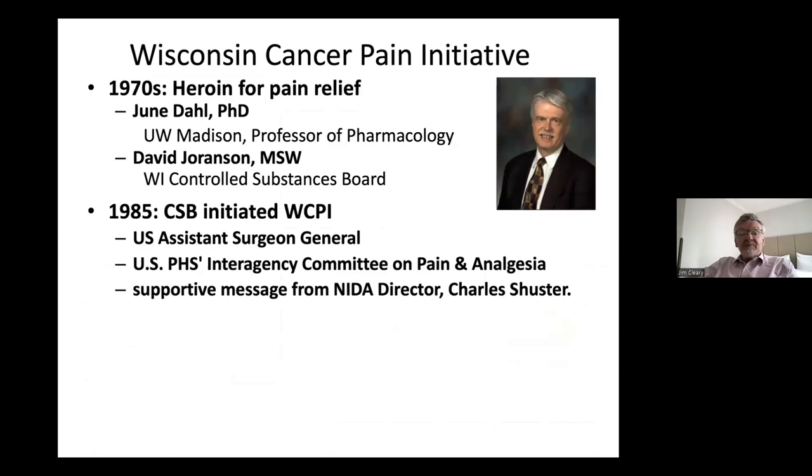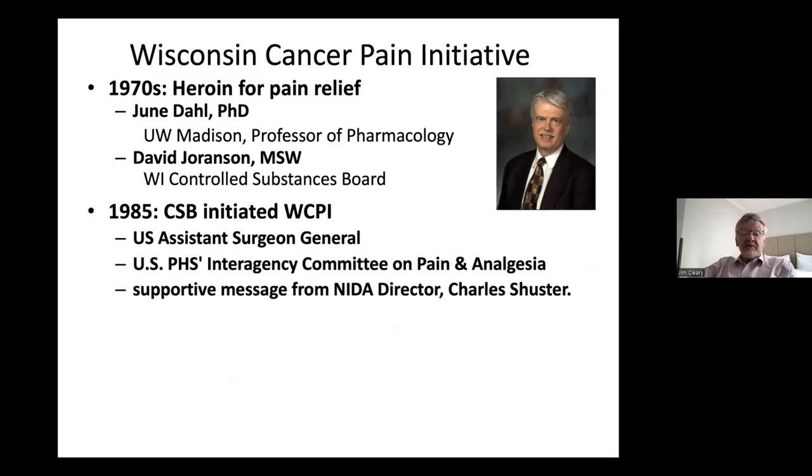One of the reasons I moved to Wisconsin in the 1990s was because of the work of the Wisconsin Cancer Pain Initiative. In the 1970s, people in Wisconsin, June Dahl, a professor of pharmacology, and David Joranson, who ran the Wisconsin Controlled Substances Board, were actually asked to look at the use of heroin for pain relief. This is based on the English example, and heroin is still commonly used for pain control in hospice in the United Kingdom. It's medically controlled, and there does not seem to be much diversion.